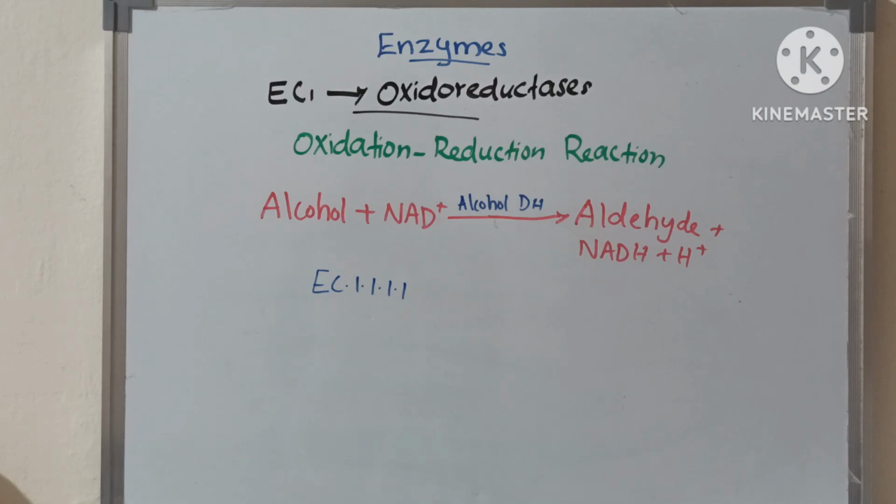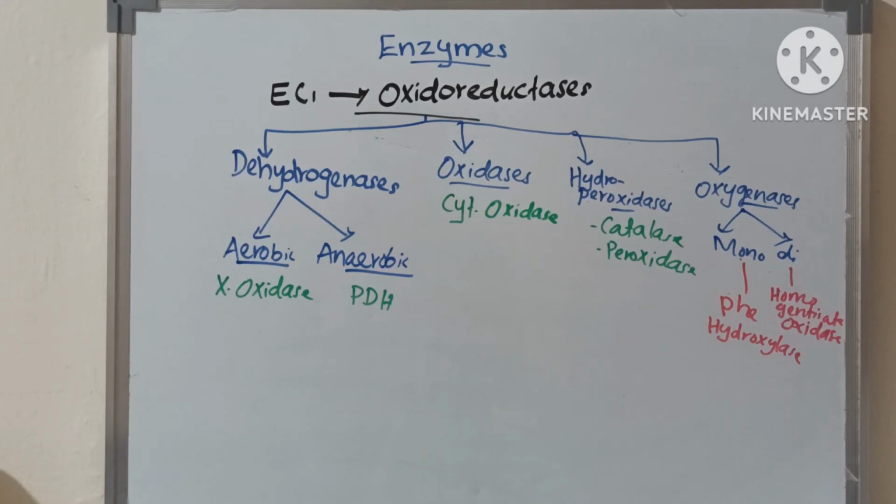This enzyme catalyzes the transfer of hydrogen from alcohol to NAD+ to form NADH + H+, and there will be formation of aldehyde. These oxidoreductases can be classified into dehydrogenases, oxidases, hydroperoxidases and oxygenases.